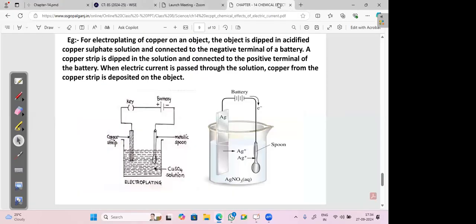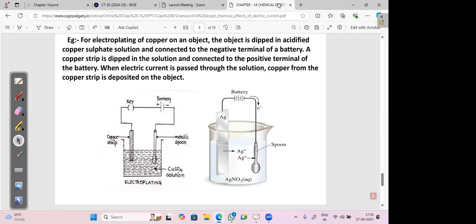So in the last class, we had seen the different apparatus which are used for the chemical effects of electric current. Chemical effects of electric current means bringing about a chemical reaction or completing a chemical reaction by the use of electrical energy. And in the last class, we had seen electrolysis of water. Today we'll see two more things.